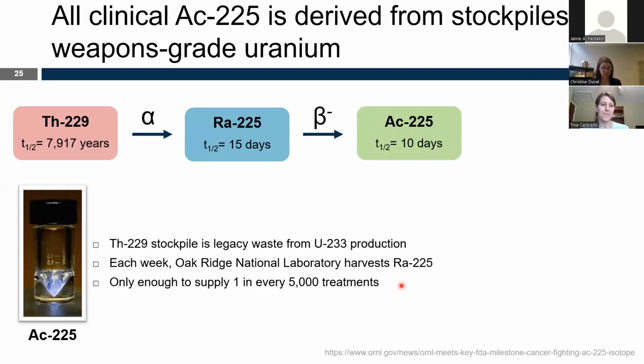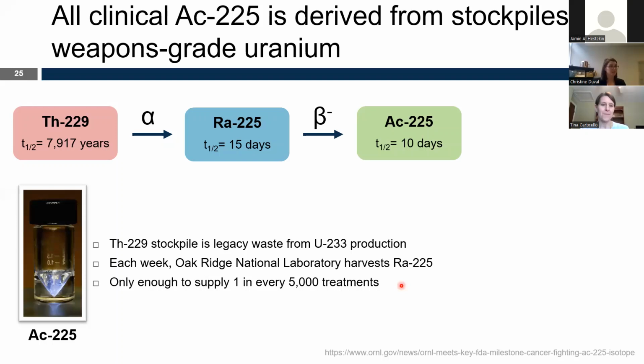Unfortunately, as you can imagine, there's first of all a limited supply of that uranium-233. We're not making it anymore, and there's a lot of national security efforts to downblend stockpiles of uranium-233. And then on top of that, at our current production rate, there's only enough to supply 1 in every 5,000 treatments. So for every 5,000 people that qualify, only 1 of them can actually get this.